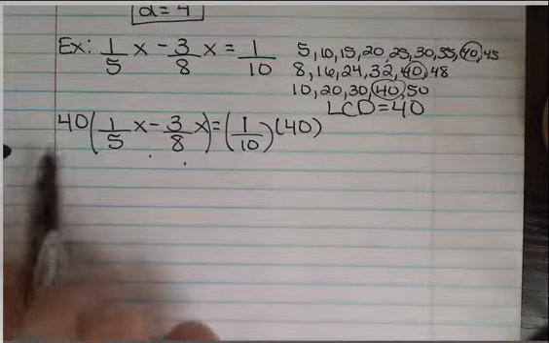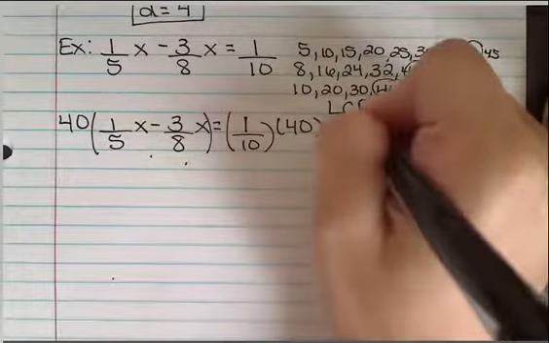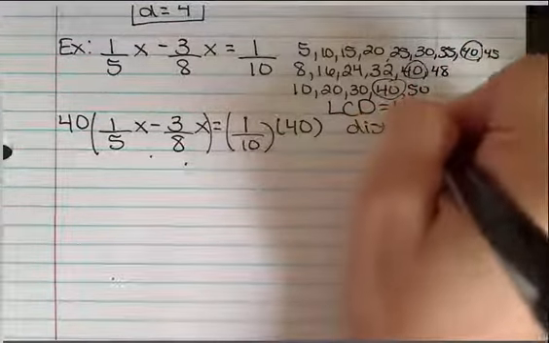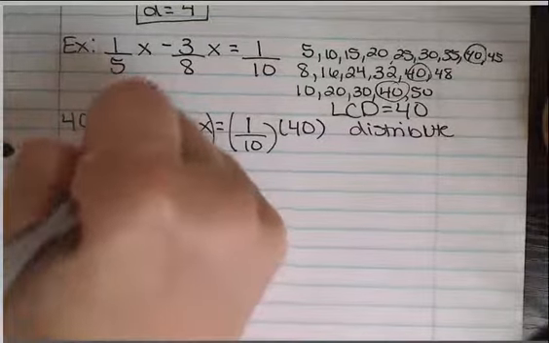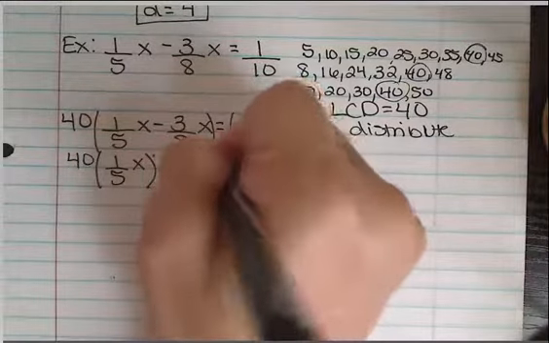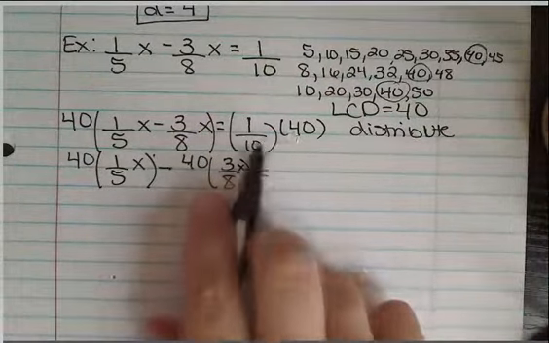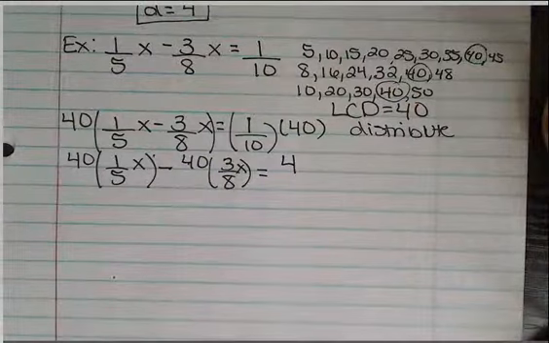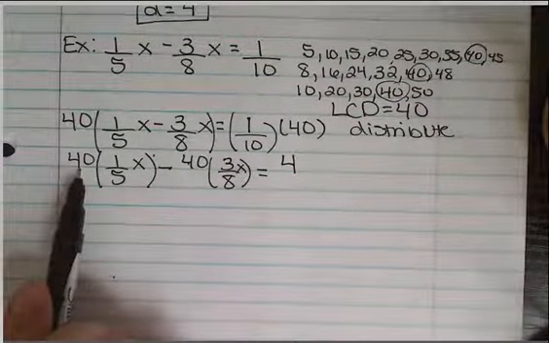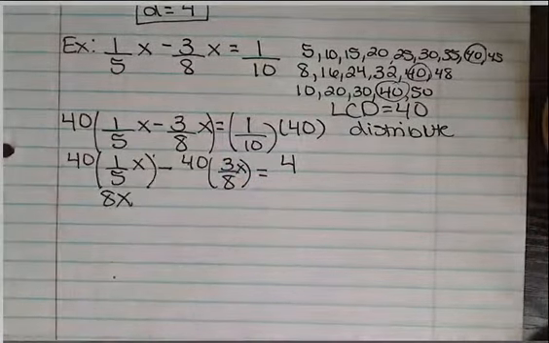So we have 40 times 1 over 5x minus 40 times 3 over 8x equals, and then we have 40 over 10 on this side, which reduces down to 4. 40 divided by 5 will give us 8, so we have 8x. 40 divided by 8 will give us 5. We still have that 3 out there, so that's 3 times 5, which is 15x.